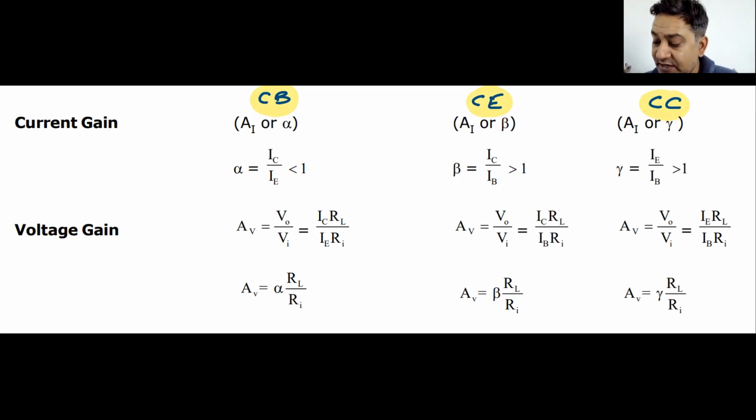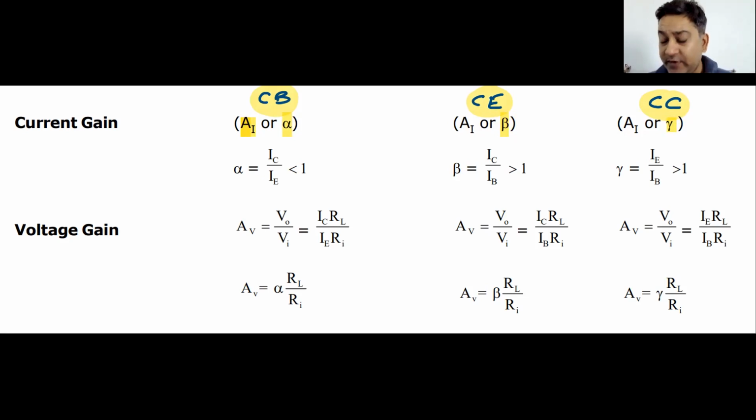A stands for gain and I stands for current. So AI is sometimes known as alpha. Alpha stands for the current gain in common base configuration. Beta stands for the same thing but in common emitter. Gamma you can call it for common collector. Will you remember this? Yes, sir.